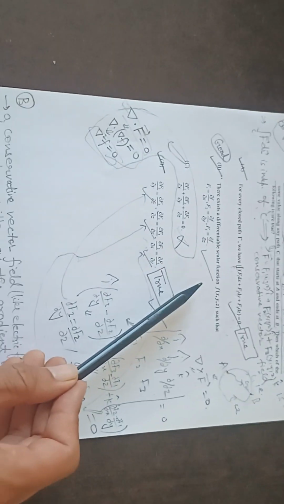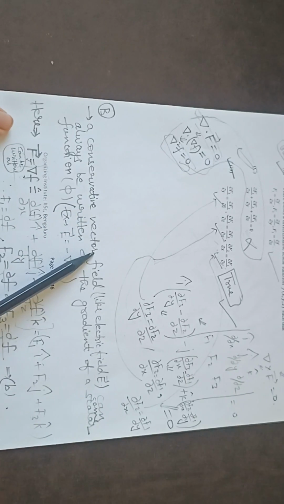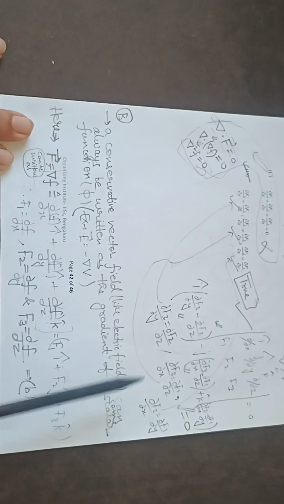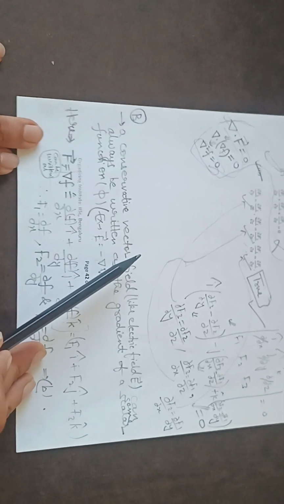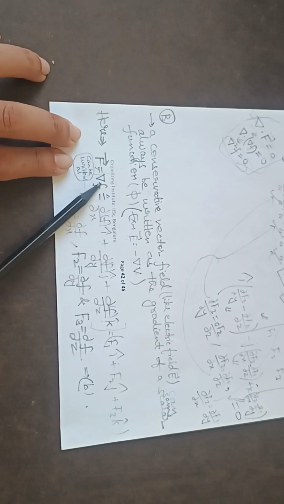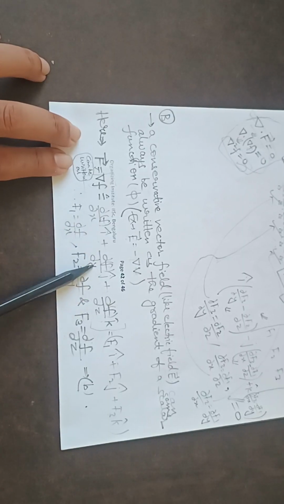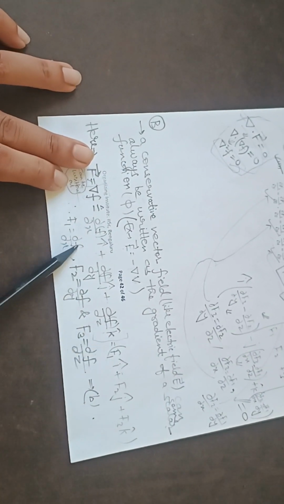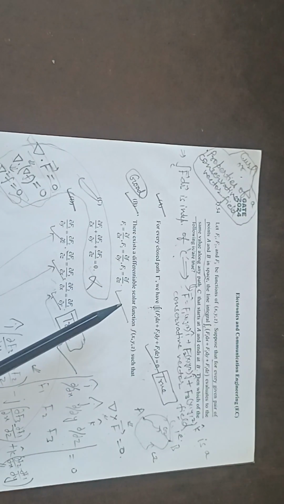And another property of any field whose curl is 0, a conservative vector field like the electrostatic field or gravitational field, is that it can always be written as the gradient of some scalar function. For example, the electric field is minus grad times the electric potential. So F can be written as the gradient of some function, which is del f upon del x i, del f upon del y j, del f upon del z k. This is the definition of gradient, and our F vector is also like this. So equating both, we get F1 is equal to del f upon del x, F2 equal to del f upon del y, and F3 equal to del f upon del z, which is exactly option B.